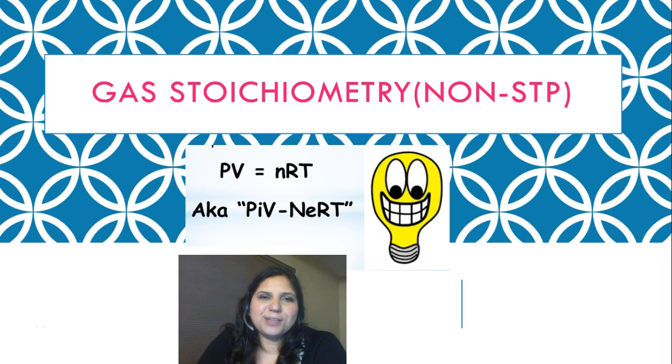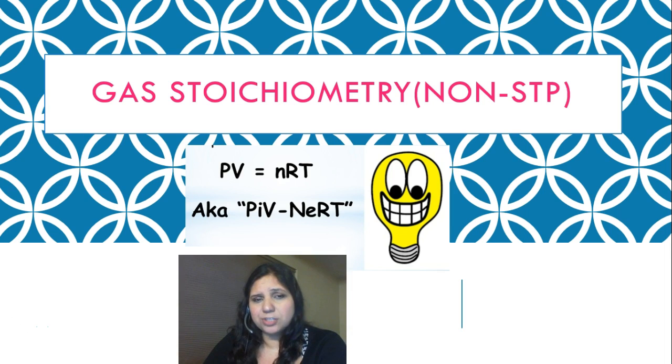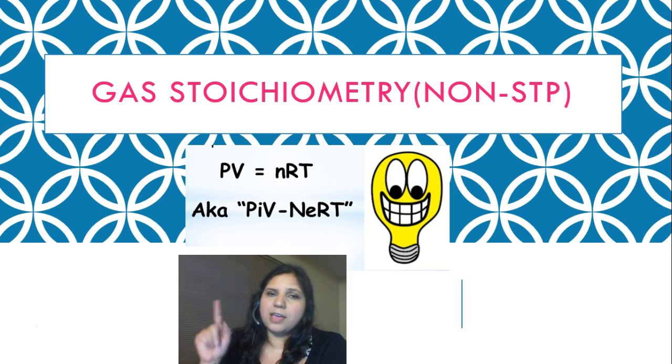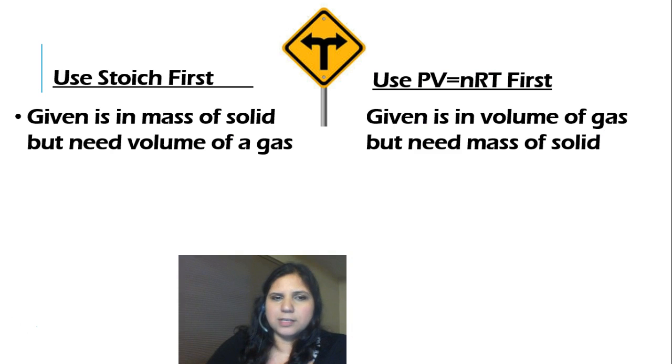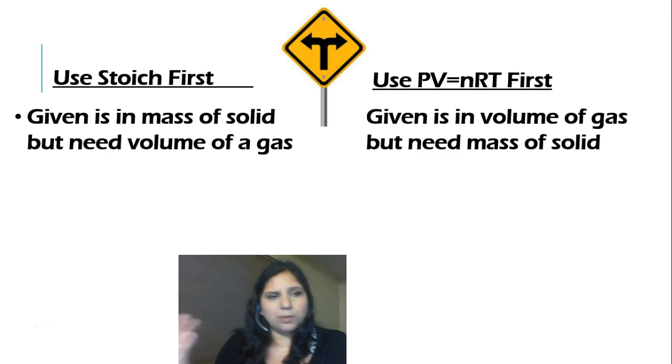Hello there, Mrs. Thompson here, and today we're talking about gas stoichiometry at conditions where it's not at STP. When it's not at STP, you cannot simply use molar volume and say that 1 mole of that gas is 22.4 liters. Instead, you have to use a combination of stoichiometry and PV=nRT. The hardest part in this is deciding which one to use first. So hopefully this will help you in that.